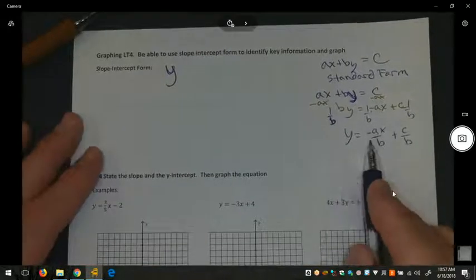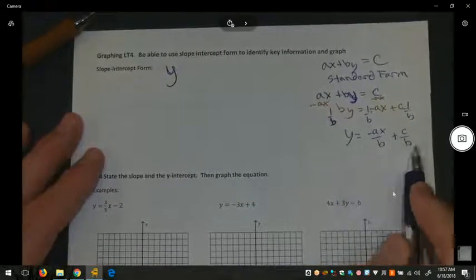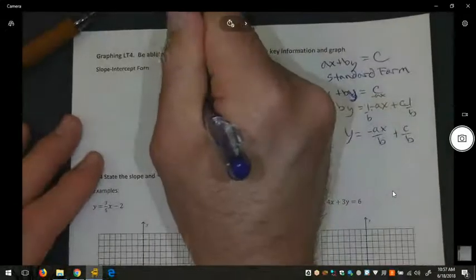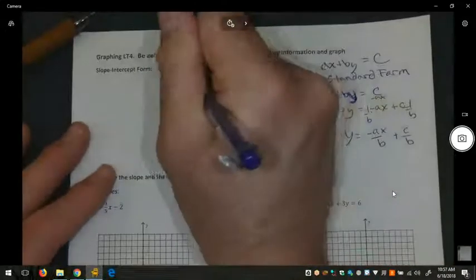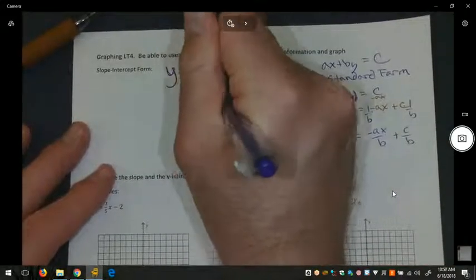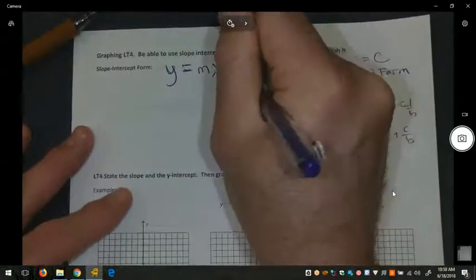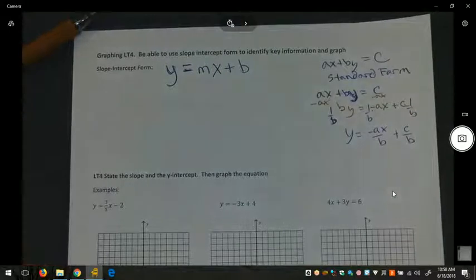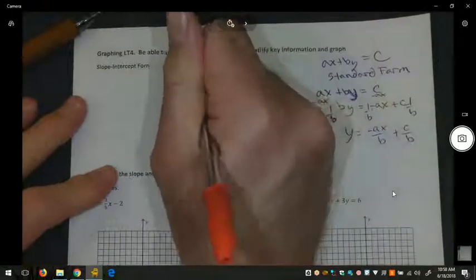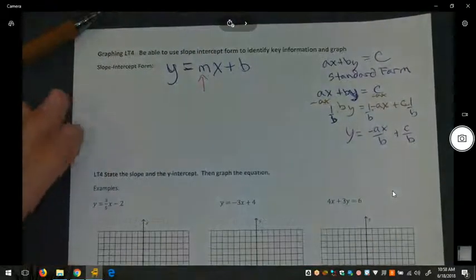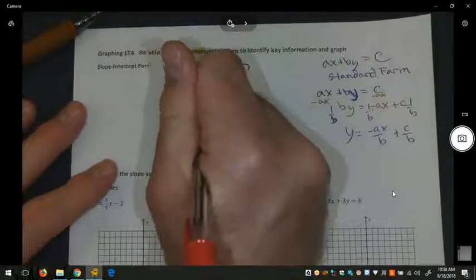Now, this division will give us a number here. This division will give us a number here. The number in front of x, the coefficient on x, we label as m. And the constant that follows we label as b. So slope-intercept form, most students can say y equals mx plus b if you've seen it before. But what does it mean? Well, m is the slope of the line.